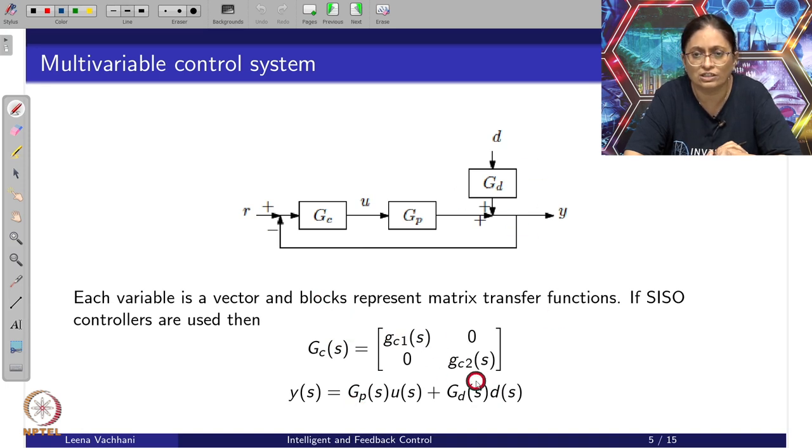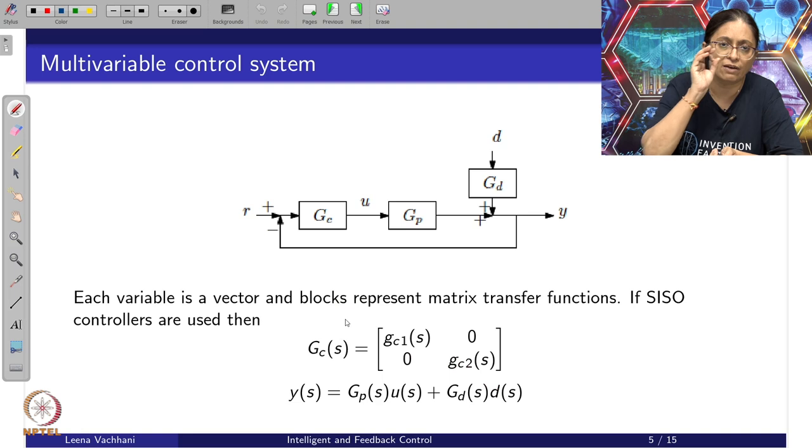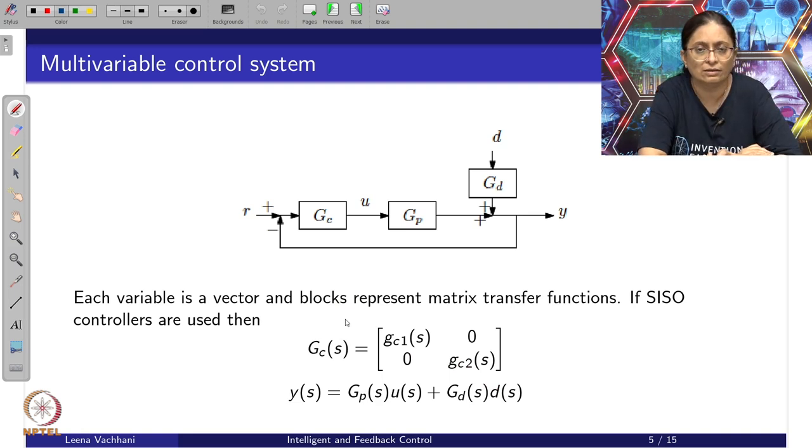In that case, your Y of s can be easily written in terms of GD of s, U of s: GP of s U of s plus GD of s D of s. As of now, we are not considering this diagonal part when I say GP of s, but at the same time, one can see that the controller design becomes very easy when we consider the MV SISO method, because then we have independent controllers to be designed, which are not interacting with each other.